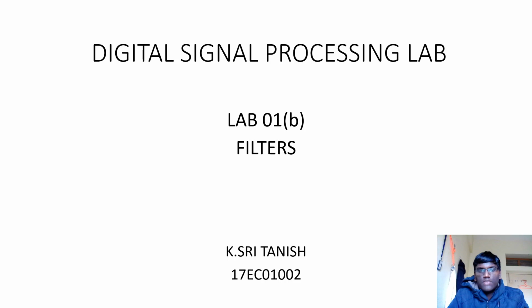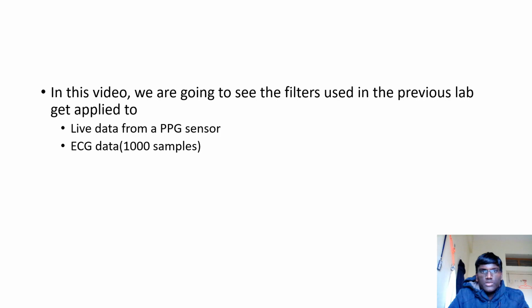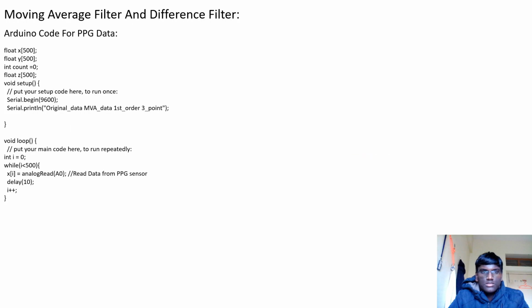This is the second week of the video series of Digital Signal Processing Lab. In this video, we're going to see the filters used in the previous lab get applied to live data from a PPG sensor and a set of ECG data. The ECG data contains 1000 samples and the PPG sensor data has 500 samples taken at regular intervals. Now let's see the moving average filter and difference filter get applied to each of these data.